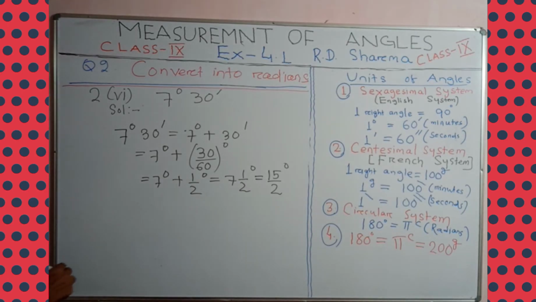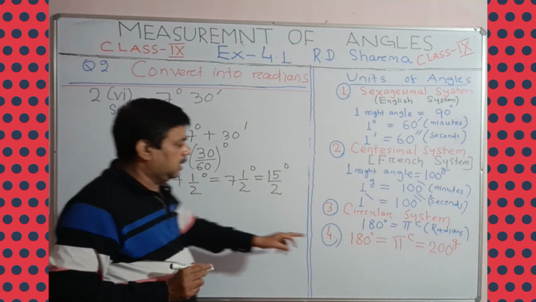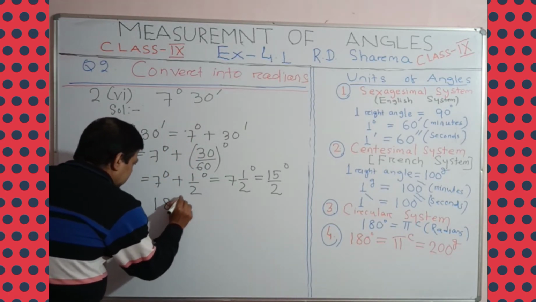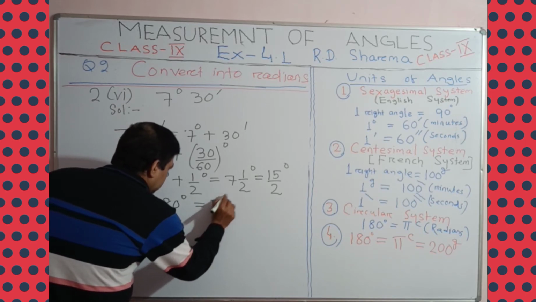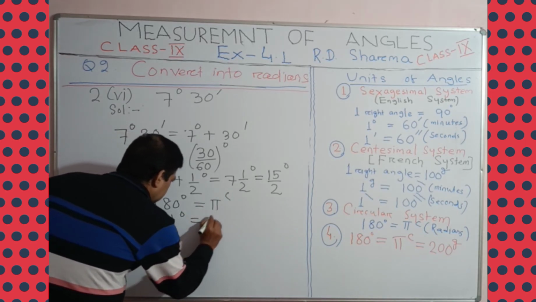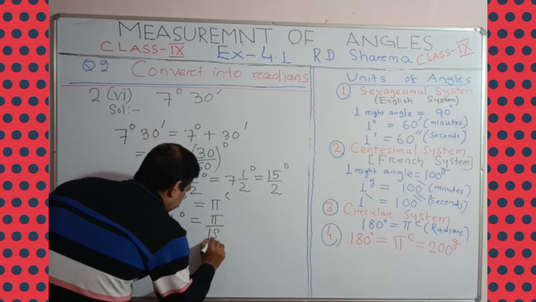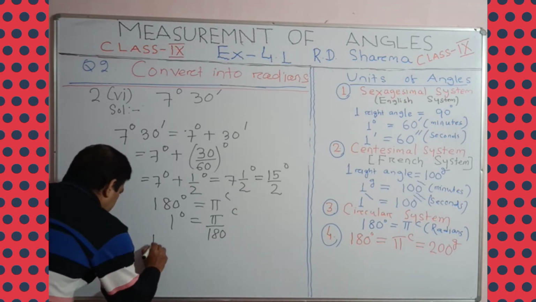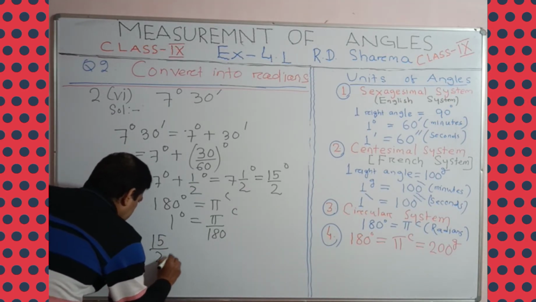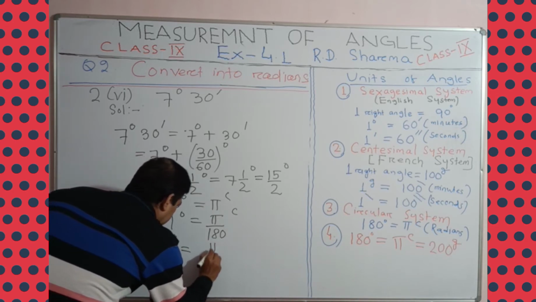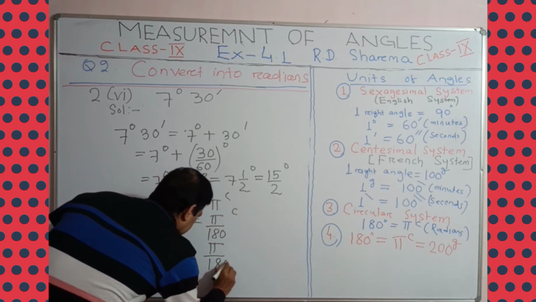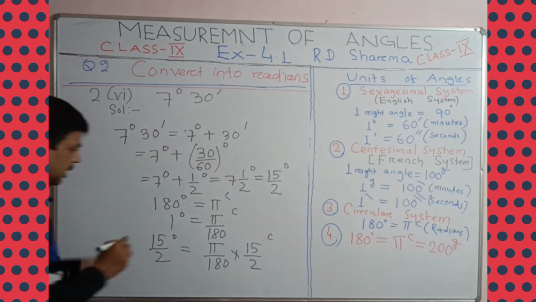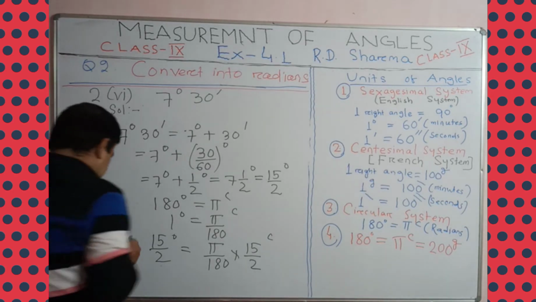Then as per the relationship, 180 degree is equal to pi radian. And 1 degree is equal to what? Pi upon 180 radian. Understand? And 15 upon 2 degree is equal to pi upon 180 into 15 upon 2 radian. Okay, we can cancel here.